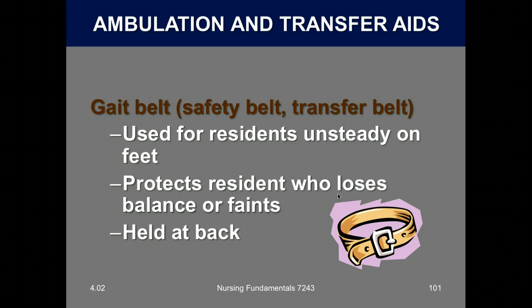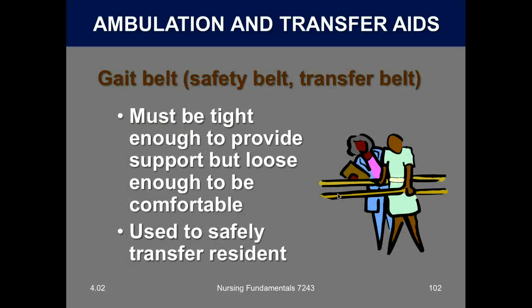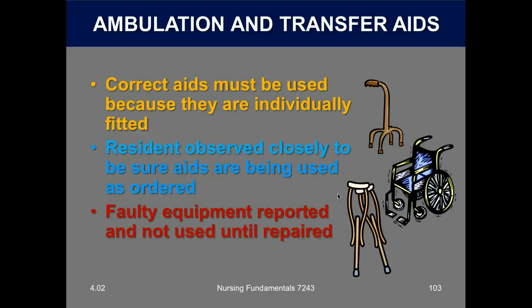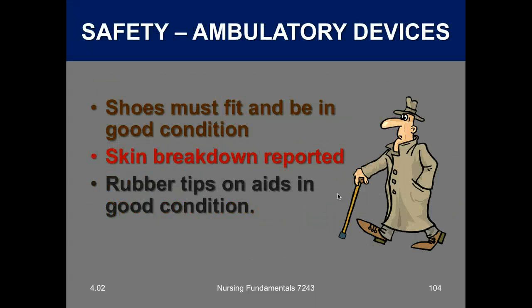Gait belts as a transfer aid. They're used for residents who are unsteady on their feet. It protects our resident who loses their balance or possibly could faint, and they're held in the back. They have to be tight enough to provide support, but loose enough to be comfortable, and they're used to safely transfer our residents. Correct aids must be used because they are individually fitted. The resident is observed closely to be sure aids are being used as ordered. Faulty equipment is reported and not used until it's repaired.